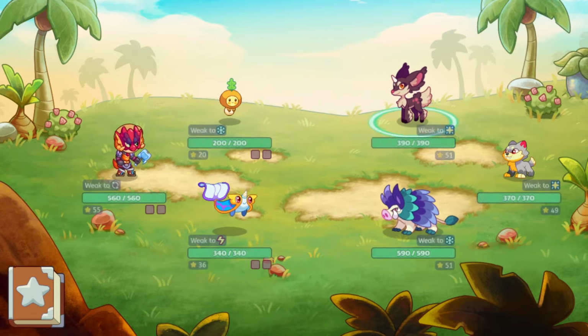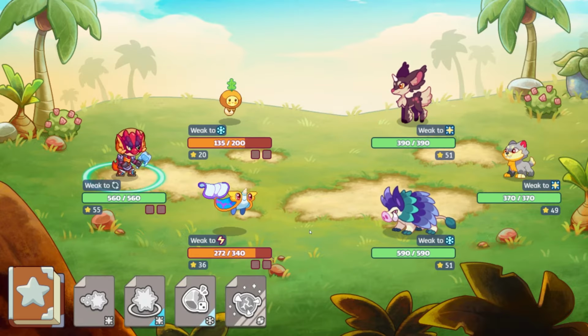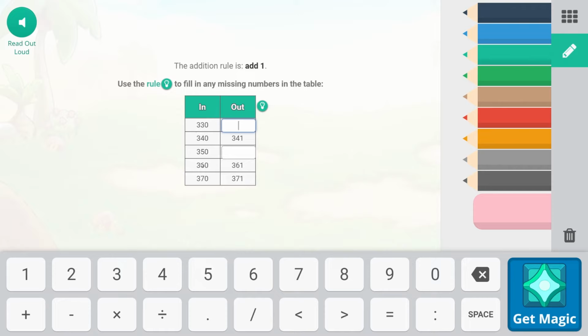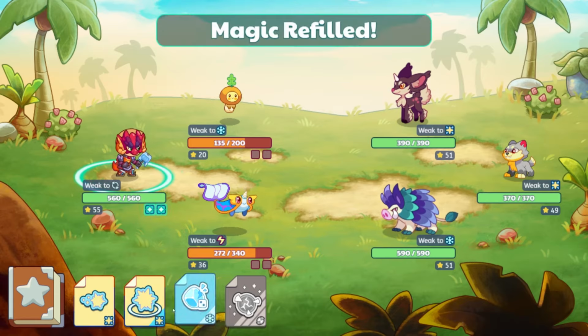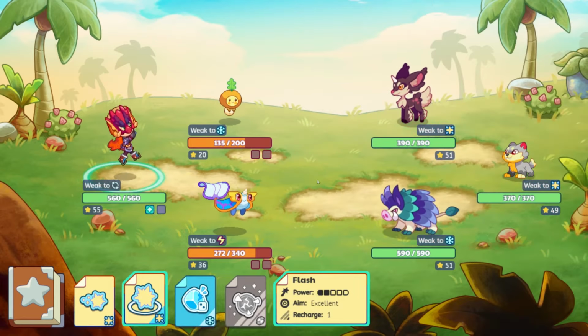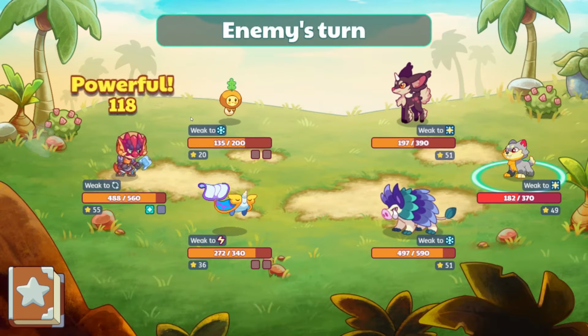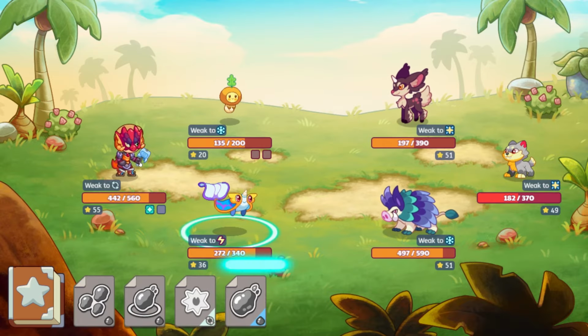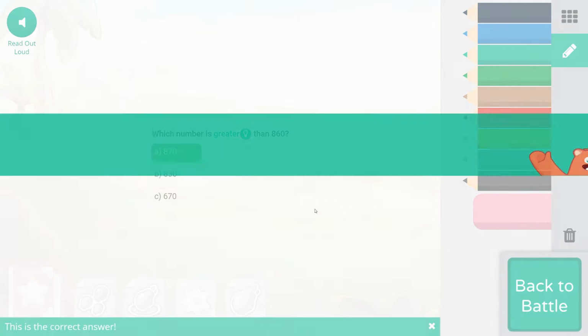Okay, so got a hit there. They're a little bit lower this time. Add 1, so 330 to 331. 350, add 1 is 351. Alright, we're going to start out with our Flash here. Hopefully we get some hits in. Alright, there we go. We got a hit coming right here. Which number is greater than 860? 870 is greater, 830 and 670 are less than.